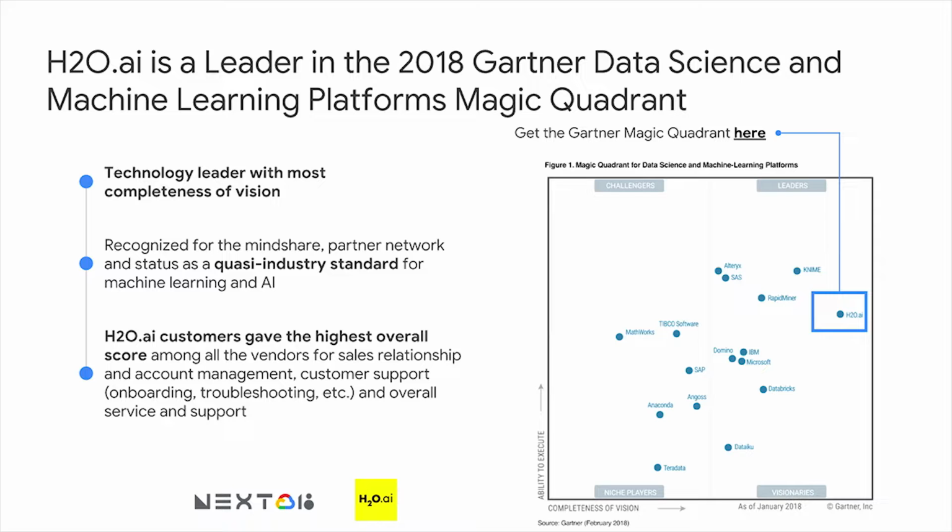Very recently, Gartner named us as a leader in the machine learning and data science Magic Quadrant. They called us a technology leader with the most completeness of vision. What they mean by that is that our technology bets, our mindshare, our partner network ecosystem essentially made us a quasi-industry standard for machine learning and AI when it comes to enterprises. So most of the vendors on this quadrant, for example, actually use our open source platforms under the hood. That gives us real credibility in the enterprise.